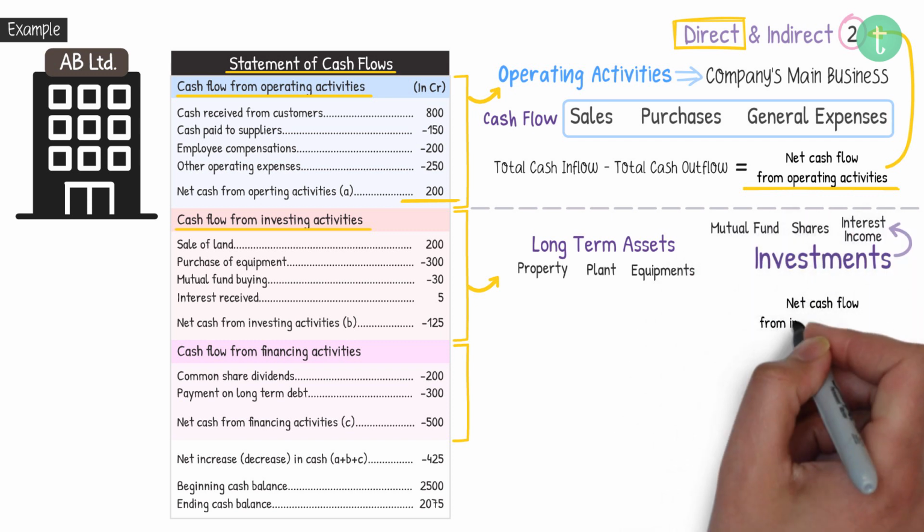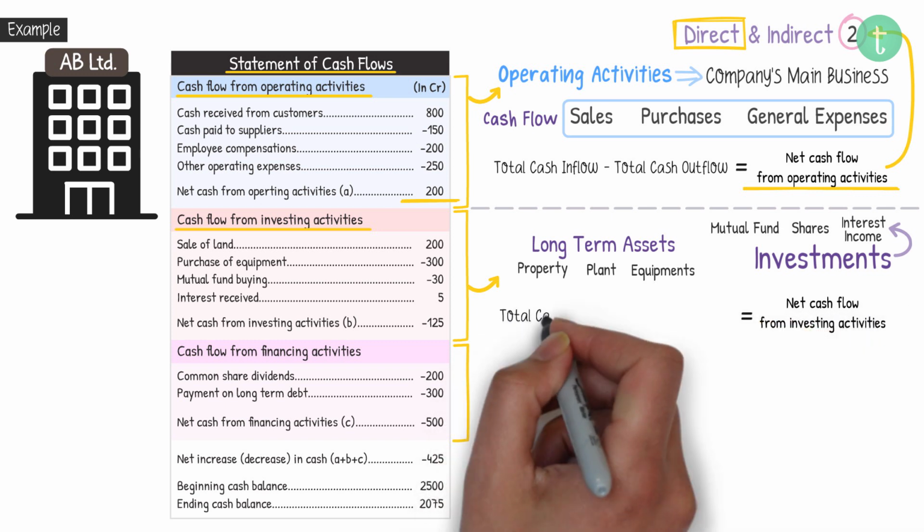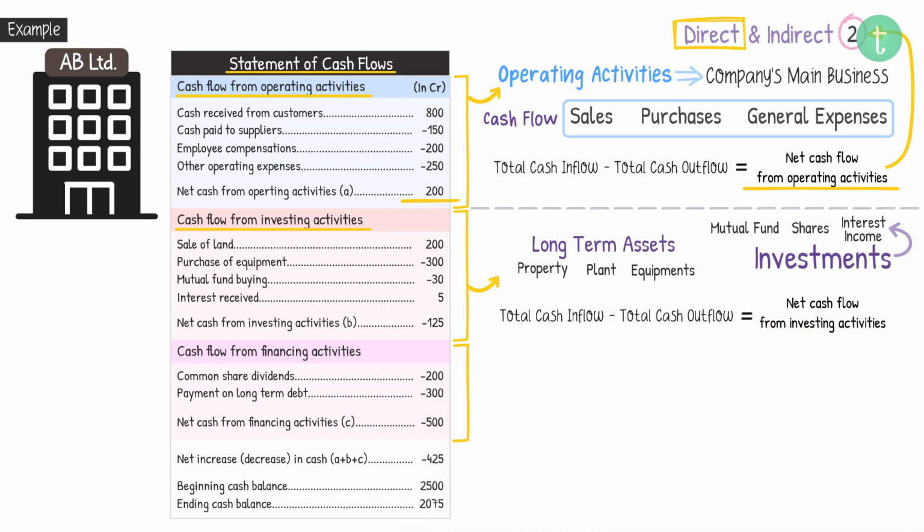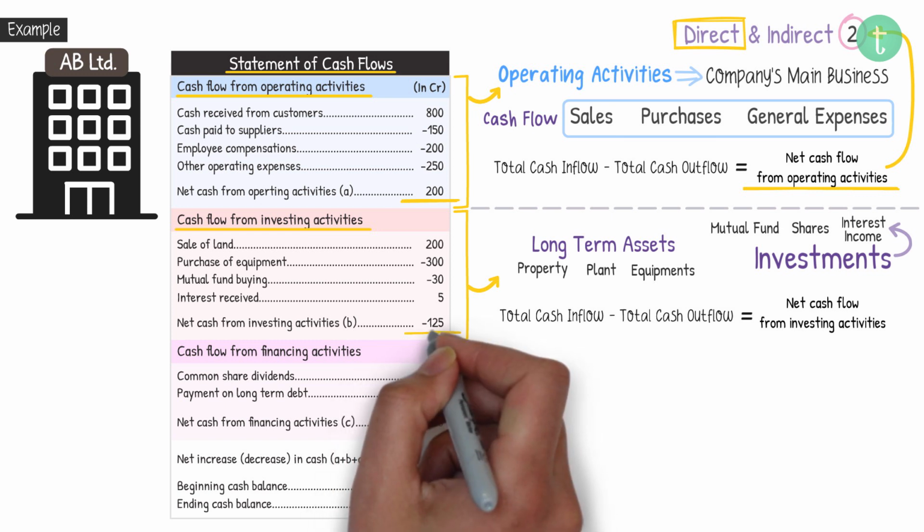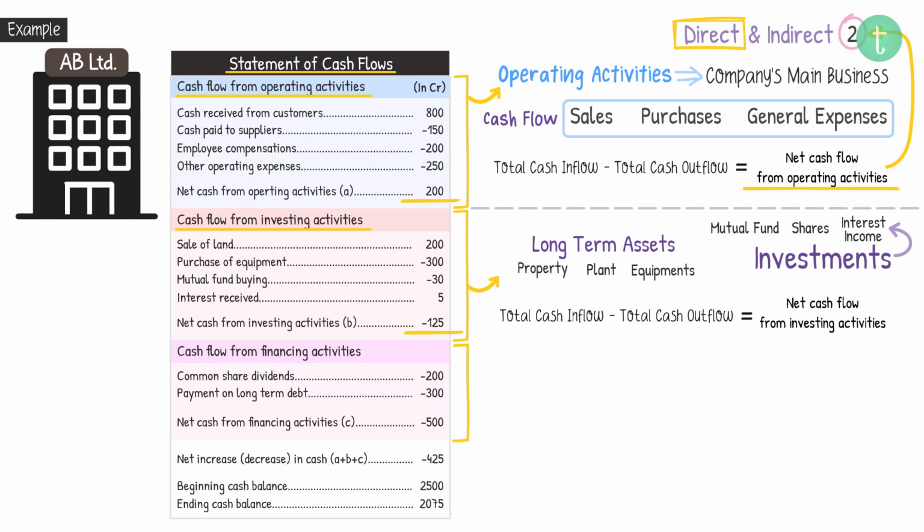The net cash flow from investing activities is calculated by subtracting the total cash outflow from the total cash inflow. In the case of AB Limited, the net cash flow from investing activities is minus 125 crore rupees.